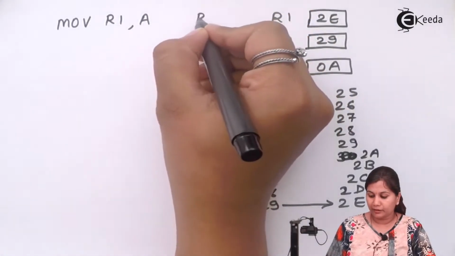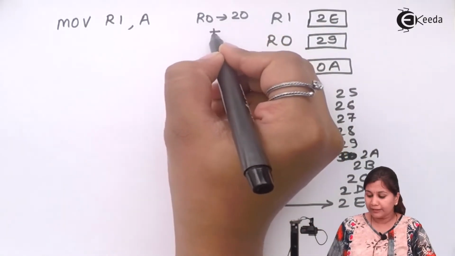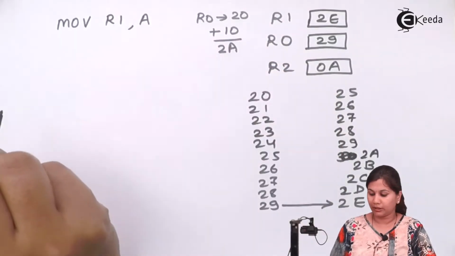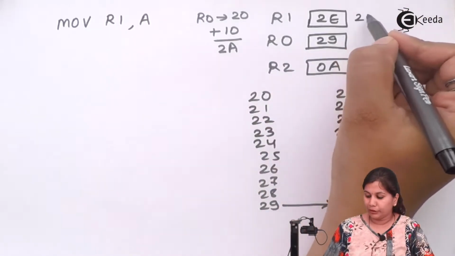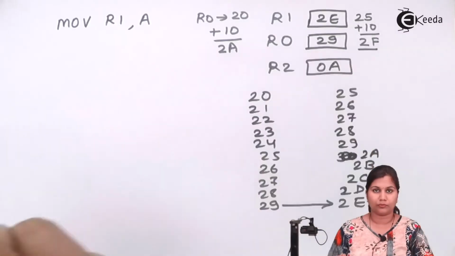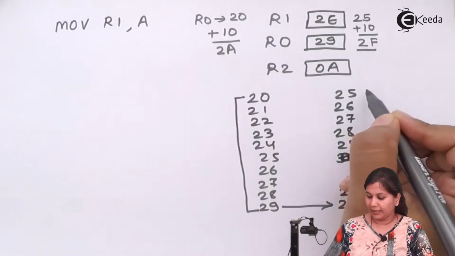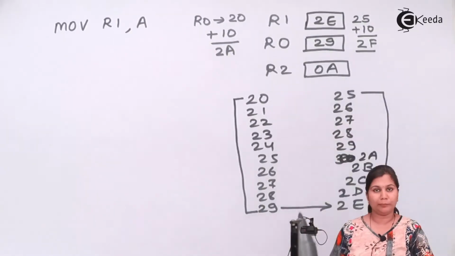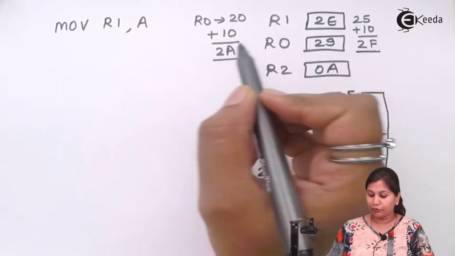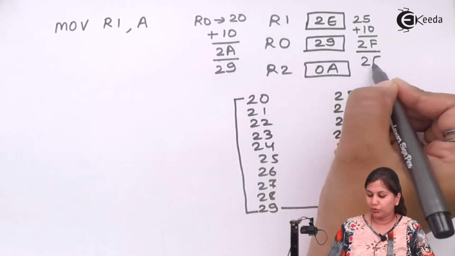Now when we have added, R0 was first initialized as 20. When we added 10 to it, it became 2A. And when we added 10 to 25, it will become 2F. But the numbers are to be stored between 20 to 29 and 25 to 2E. That will be the 10 numbers. But when we add 10, we get 2A and 2F. So we have to decrement it by 1 so that it becomes 29 and 2E.